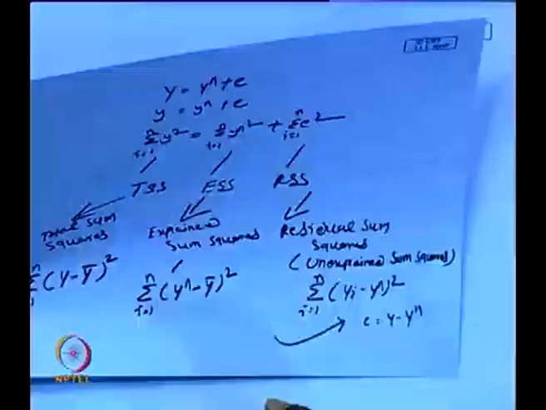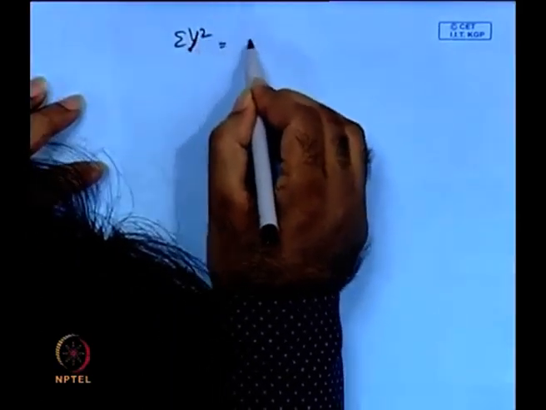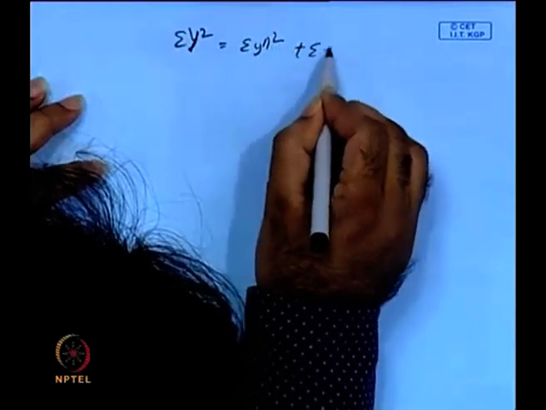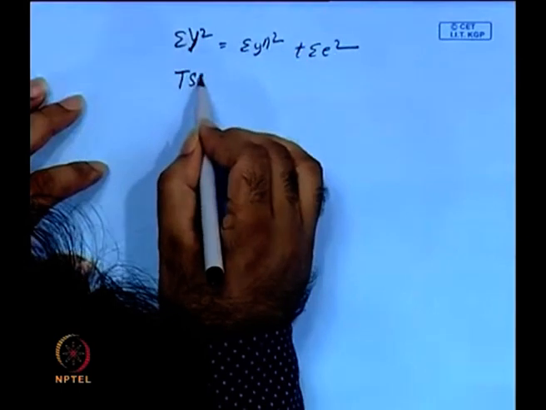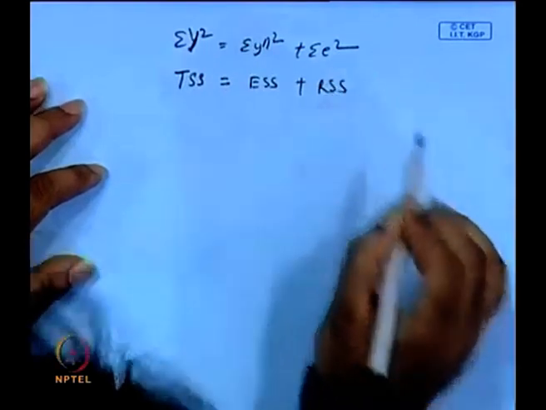Now we have to explain, there are lots of interesting facts behind this particular structure. So, let us see how this structure is. All right. So, now we have the component summation y squared equal to summation y hat squared plus summation e squared. So, what we can conclude is, total sum of squares is equal to explained sum of squares plus residual sum of squares. All right. So, we are now in a position to say that total sum of squares is equal to explained sum of squares and residual sum of squares.